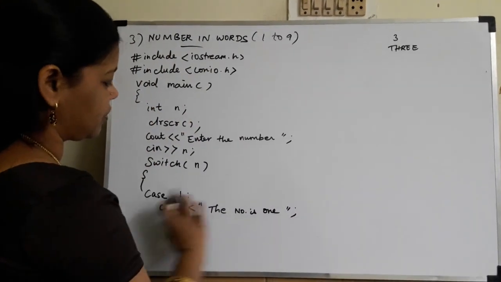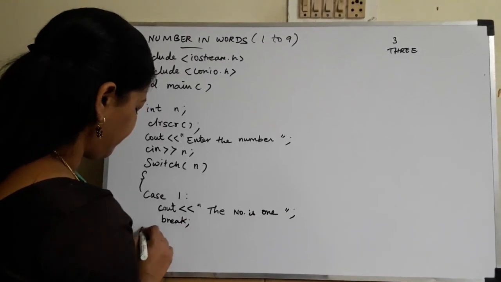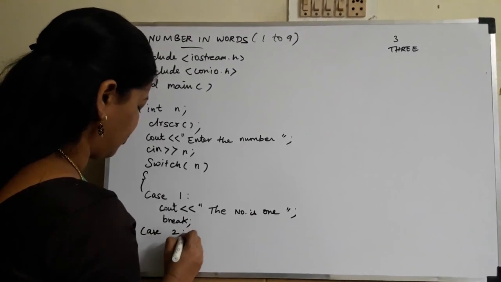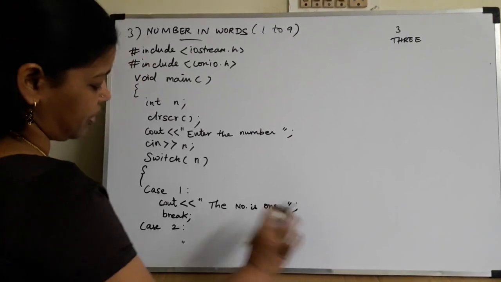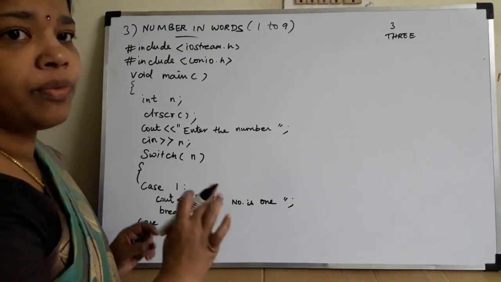Put a semicolon. So this statement I am giving, and you have to use the break in every case, and write it for case 2 the same way. The number is 2, and then break. So what is the usage of break? Break is used to come out of a particular loop.